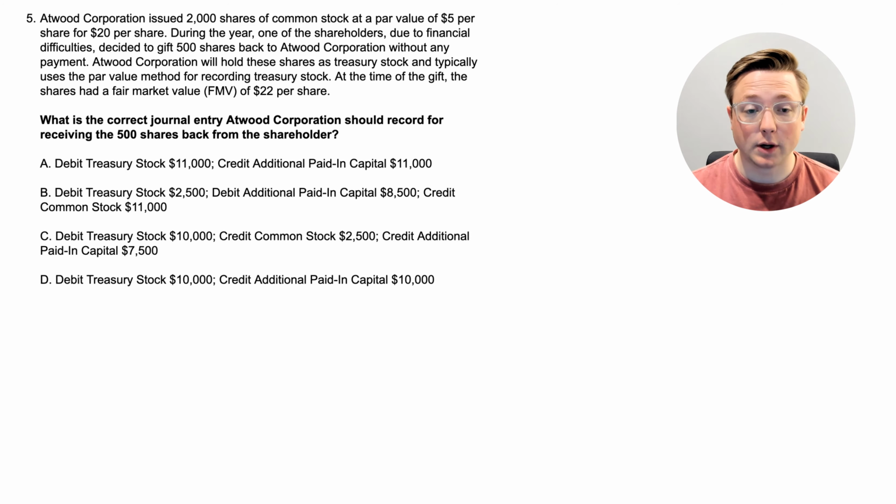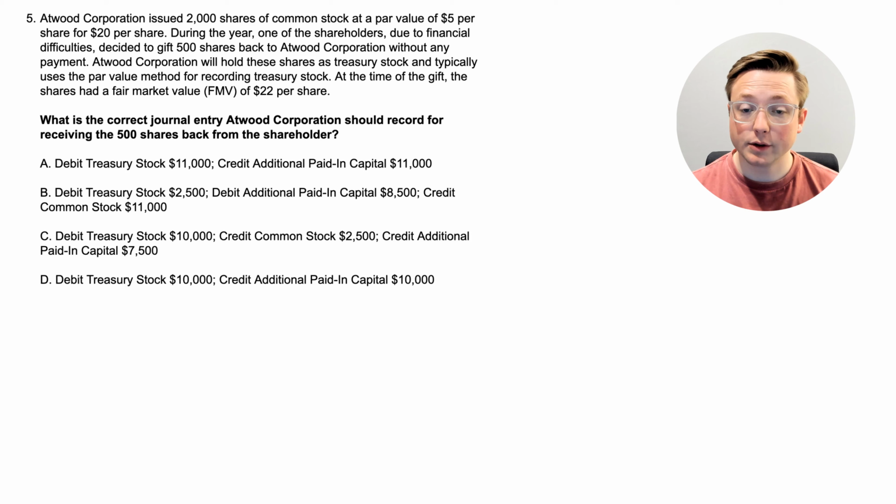All right, here we are at question 5. What is the correct journal entry Atwood Corporation should record for receiving the 500 shares back from the shareholder? Okay, so this is a new journal entry, something we haven't quite talked about yet. Atwood Corporation issued 2,000 shares of common stock at a par value of $5 per share for $20 per share. During the year, one of the shareholders, due to financial difficulties, decided to gift 500 shares back to Atwood Corporation without any payment.